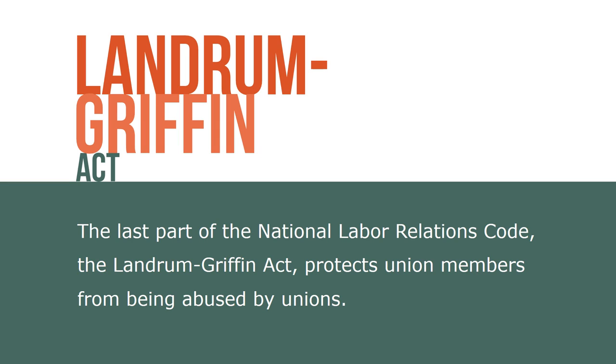The last part of the National Labor Relations Code, the Landrum-Griffin Act, protects union members from being abused by unions. It outlines the responsibilities of union officers as well as the rights of union members via a Bill of Rights that gives union members the right to free speech and due process, the opportunity to be involved in the nomination process for the election of union leaders, the right to receive copies of collective bargaining agreements, and the right to sue their unions.